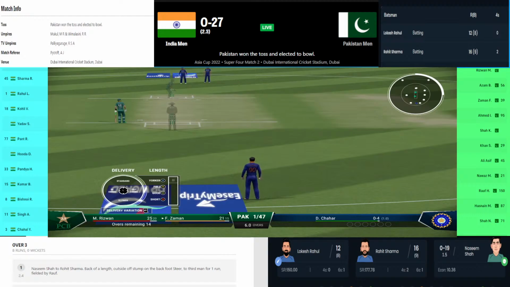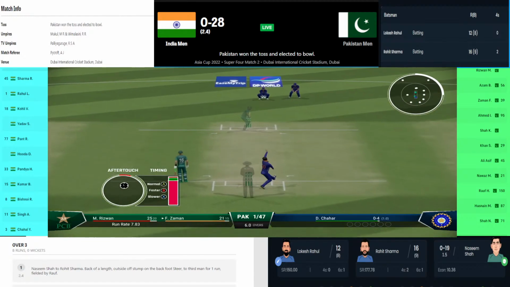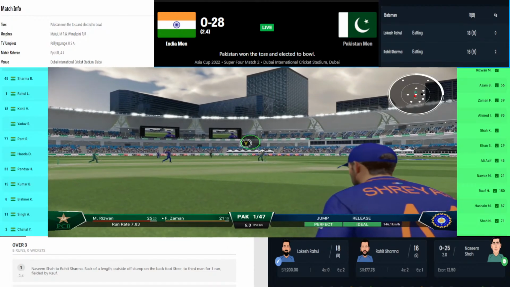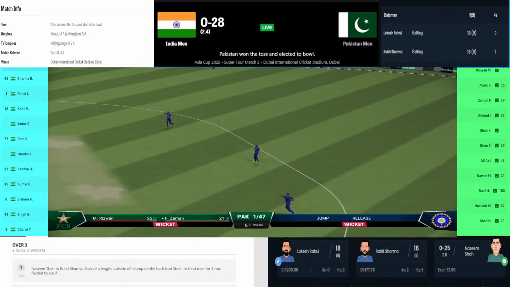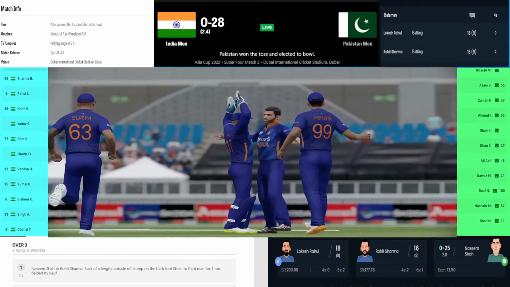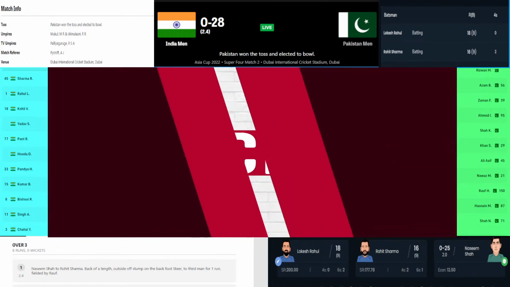2.4 overs is the score, 28 is the score of India without loss. And now KL Rahul will be facing Naseem. This is a very good delivery, just outside off stump. KL Rahul just defends that ball to the point fielder for no runs. No runs added to the total. Wonderful piece of batting from both the batsmen so far.